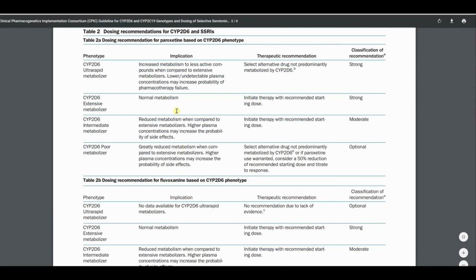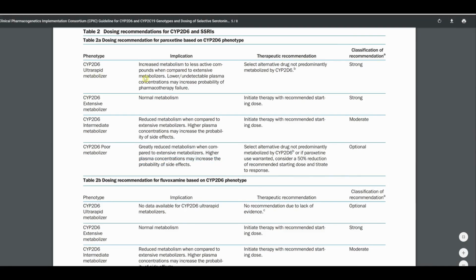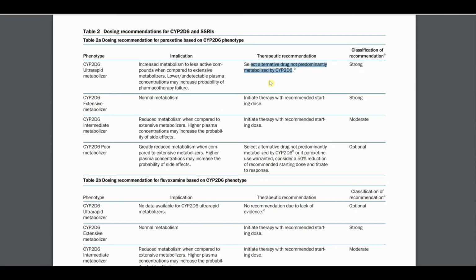You get decreased plasma levels, normal metabolism, reduced metabolism leading to higher plasma levels, possibility of side effects. And then for poor metabolizers, you have greatly reduced. And this one, again, increases the possibility of side effects. What would be the therapeutic recommendations per CPIC? For ultra-rapid metabolizers of CYP2D6 on paroxetine, select an alternative drug not metabolized by CYP2D6. So for our patient, I think we probably could go with a 2C19 drug.